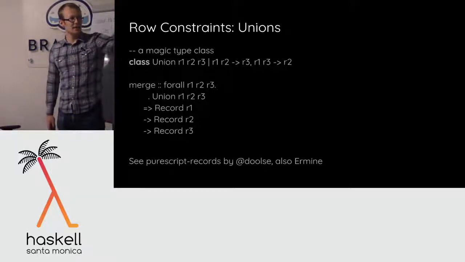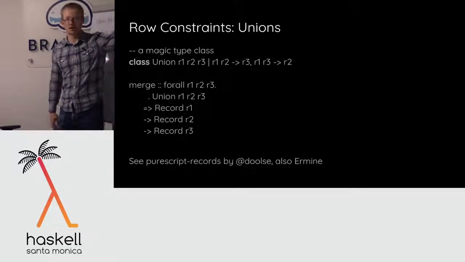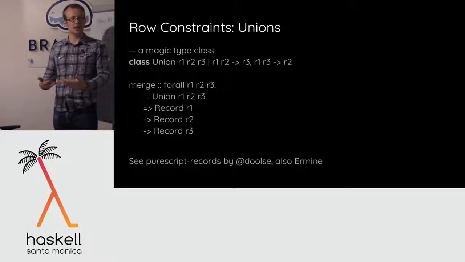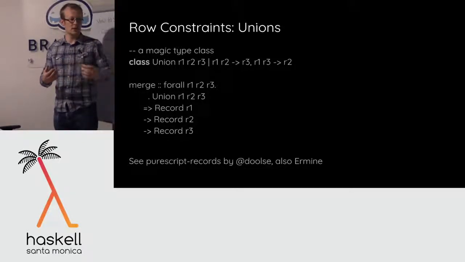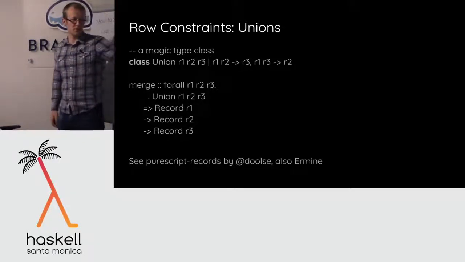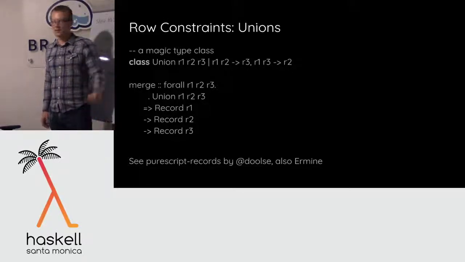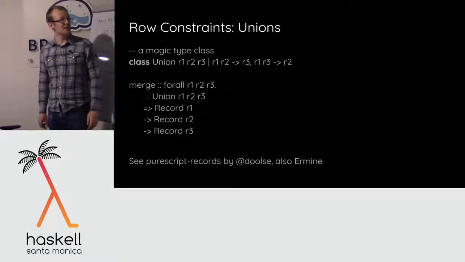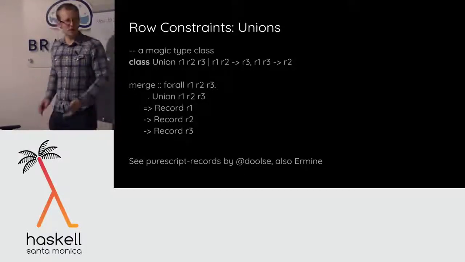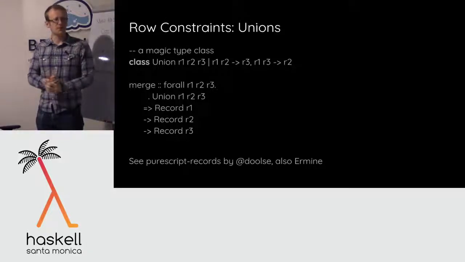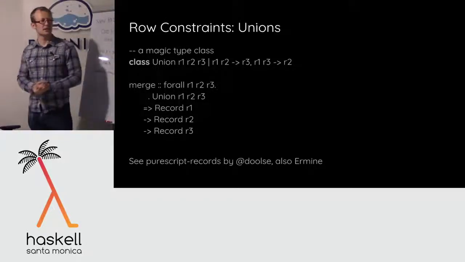So why is that handy? Well, it lets me type things like joining two records together and just keeping all the keys, right? And there's an implementation of this in the PureScript records library, and I wanted this feature ever since I saw it in the Ermine compiler. So we nabbed the idea a little bit from there. I don't believe they have duplicate labels, so it's a little bit different, but the idea is essentially the same.